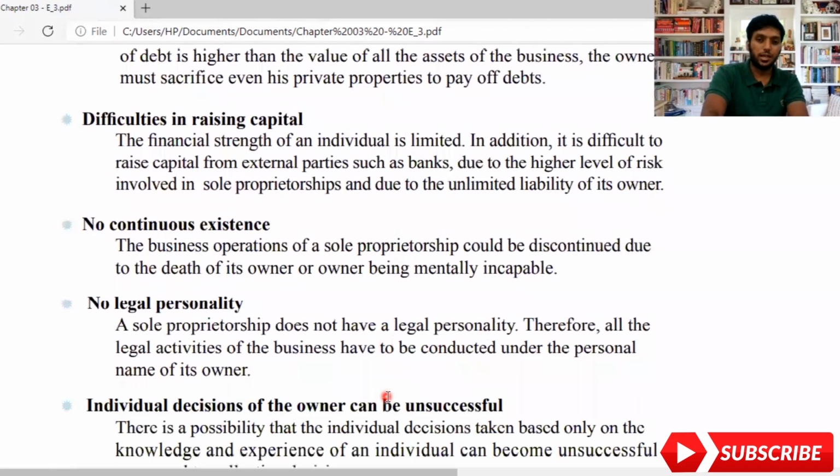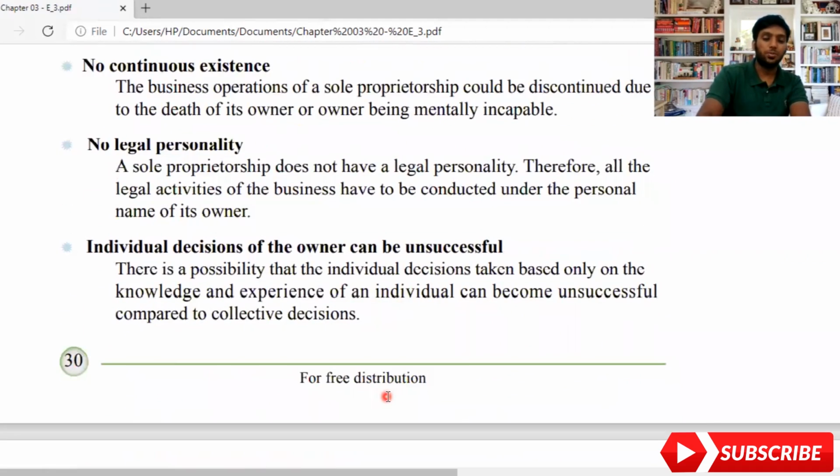No legal personality. I explained it to you. The owner and the business are going to be the same. So when you sell a product, you're going to get affected if the product causes damage to the outside. Individual decisions of the owner may not be successful. Maybe you are not that qualified to take good decisions, so decisions will not always be successful.